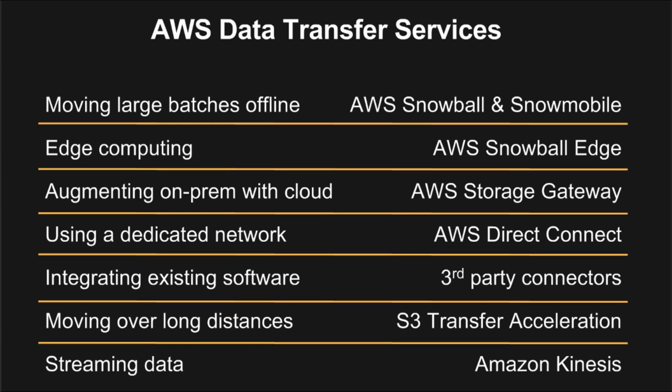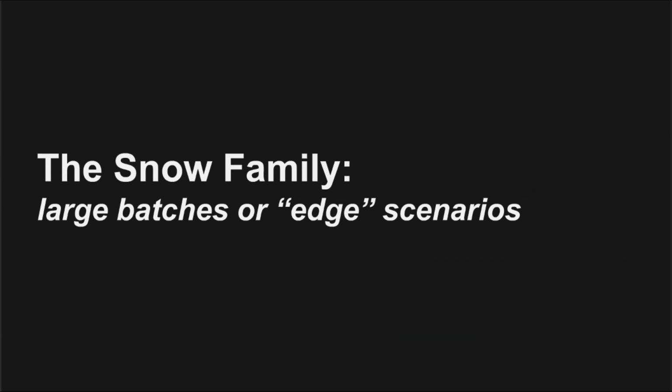If you are looking to build a hybrid environment or you're augmenting your data center or your on-premises storage with AWS cloud storage, you would use the Storage Gateway. If you have a dedicated network, that is our Direct Connect offering. And then integrating your existing software, that's through the third-party connectors, and we'll talk through a few of those at the end. And of course, moving data over long distances that we talked about will be S3 Transfer Acceleration. And then the last piece is managing streaming data or IoT data. This would be Kinesis. So these are the things that we're going to talk about today. So get your questions ready and let's dive in.